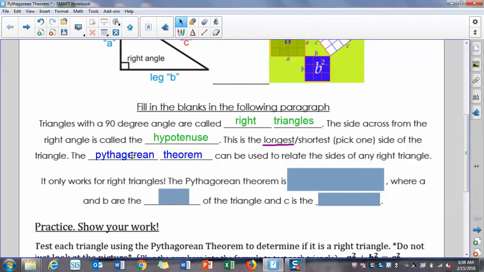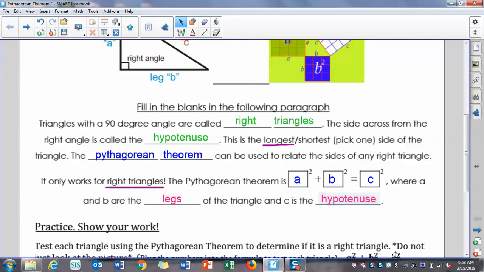The Pythagorean theorem can be used to relate the sides of any right triangle. Again, this only works for right triangles. This is very important. Only for right triangles. So that triangle has to have a 90-degree angle in it. The Pythagorean theorem is a squared plus b squared equals c squared, where a and b are the legs of the triangle and c is the hypotenuse.